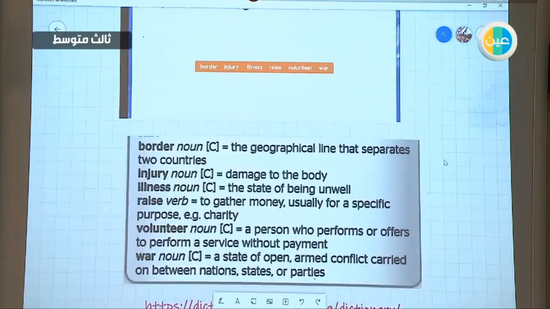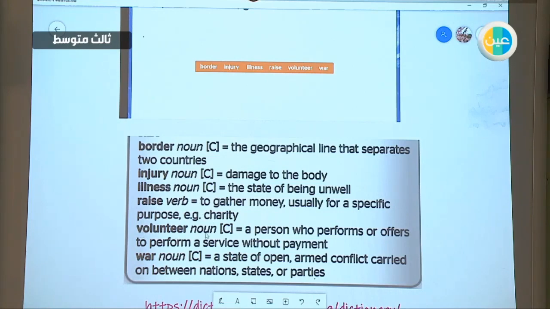Now let's see their meanings together. Border is a noun, which means the geographical line that separates 2 countries. Injury is also a noun, which means damage to the body. Illness is also a noun, which means the state of being unwell. Raise is a verb, which means to gather money, usually for a specific purpose. Example, charity. When we raise money for a charity.